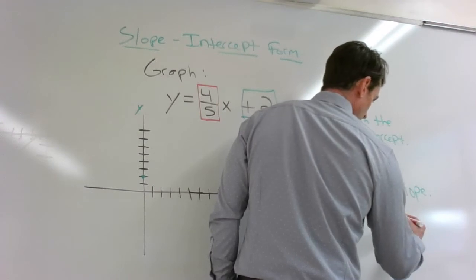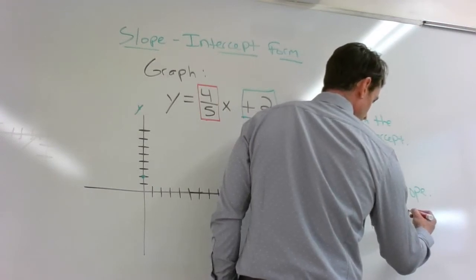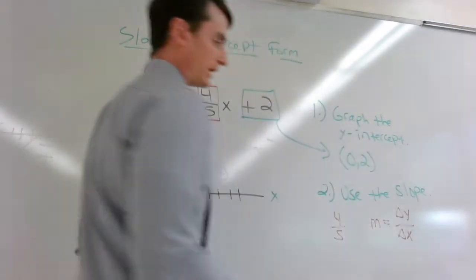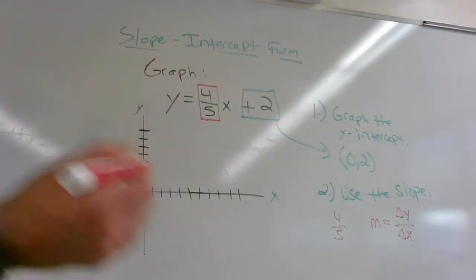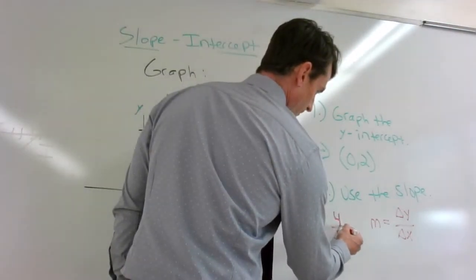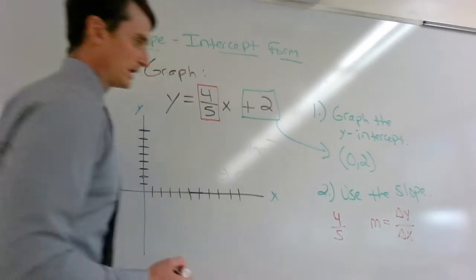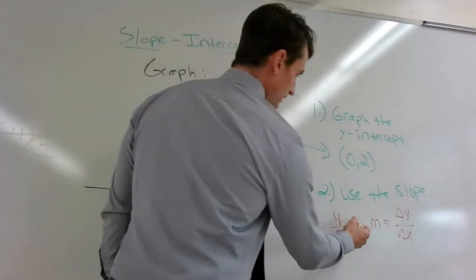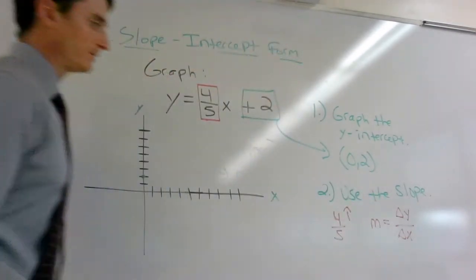So m equals 4/5. M is, speaking of that, change in y over change in x. Delta y over delta x, which just means how much the y changes by. So in this case, the y changes by 4, positive 4. Now, if we look at this, the y goes up and down. So that means the y changes by 4, it goes up by 4.